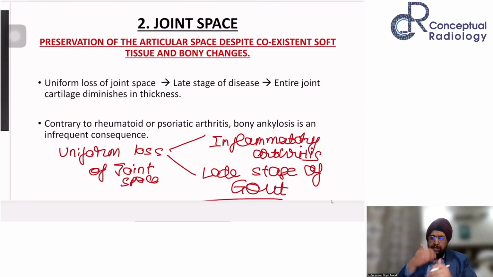So if somebody asks you the general features of gout, you will say that the joint space is preserved even till the late stages, even after the soft tissue changes and bony changes have appeared. Still, the joint space will be preserved. Only in the later stages of gout there will be a loss of joint space, and it will be a uniform loss because of complete erosion of the cartilage.